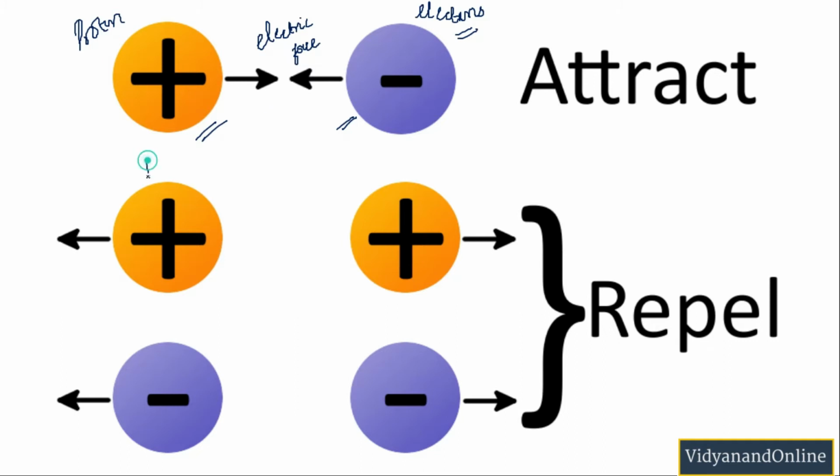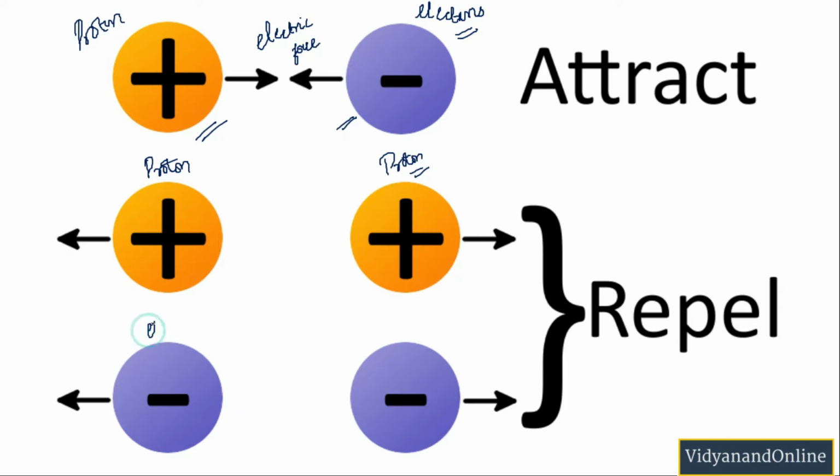Now suppose you have this proton here and another proton here. What do you think will happen? Now there will be an electric force because of which they will be repelled. They will move away from each other. Okay, so whenever you bring similar bodies towards each other, they will repel each other.